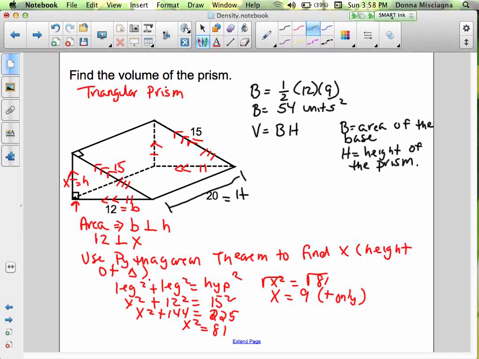The two bases of this triangular prism are the only two sides that are triangles, right? And so the distance between them is 20. So that means the volume is going to be the area of the base, which is 54, times the height of the prism, so that's going to be 1,080 units cubed.